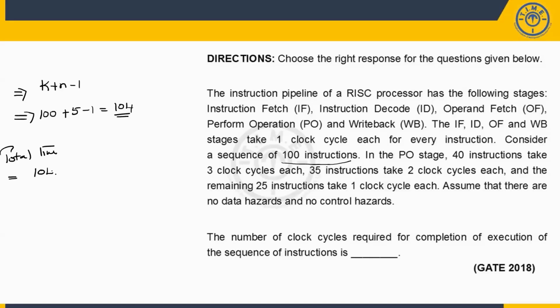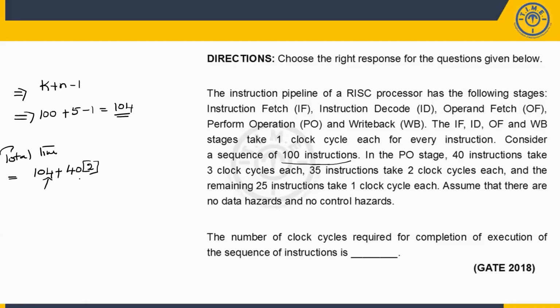Total time requirement is equal to this 104 plus some instructions that take additional clock cycles according to the question. Here, in the pivot stage, 40 instructions take 3 clock cycles. So can I say 40 into 2? Agreed or not? 40 into 3, right? No. Actually, one clock cycle has been covered in here, right? Here we are counting only the additional clock cycle requirement. These are the regular clock cycles.